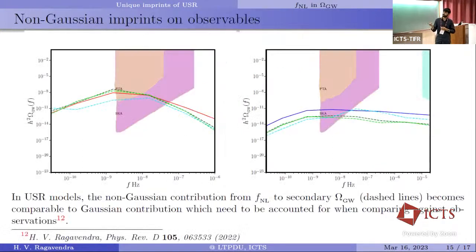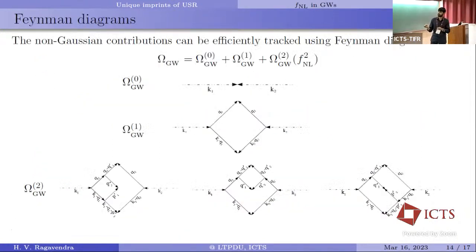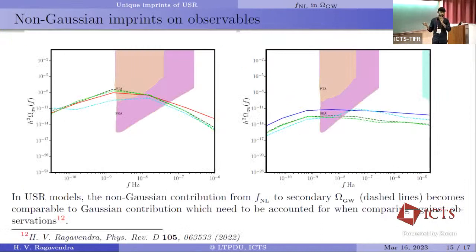I will just show the results for the two models of interest, just the two ultra-slow roll models I'm taking. The Gaussian contributions, which are shown in solid lines, are actually comparable to the FNL-driven contributions to omega GW, which are presented in the dashed lines. The 3 dashed lines are namely the 3 different diagrams that I'm showing here. Of course, this is just one set of diagrams. There may be other correlations arising due to cross correlations, and those are to be explored separately.